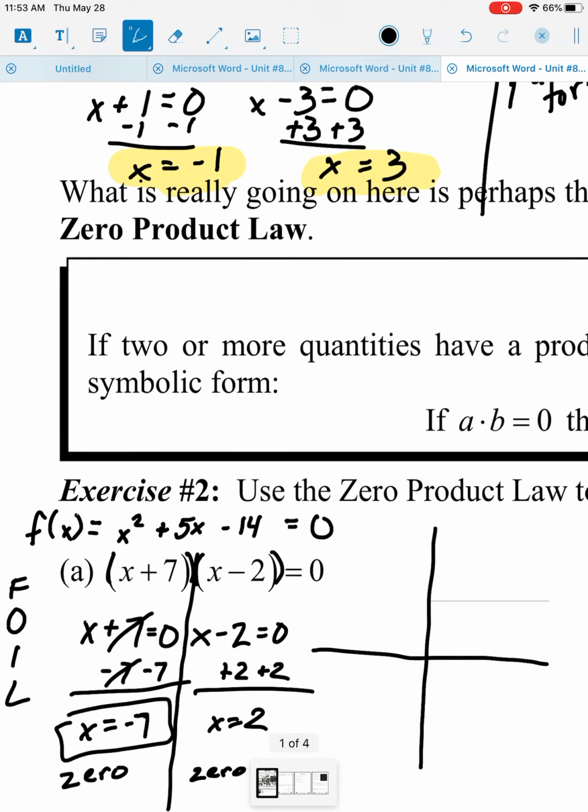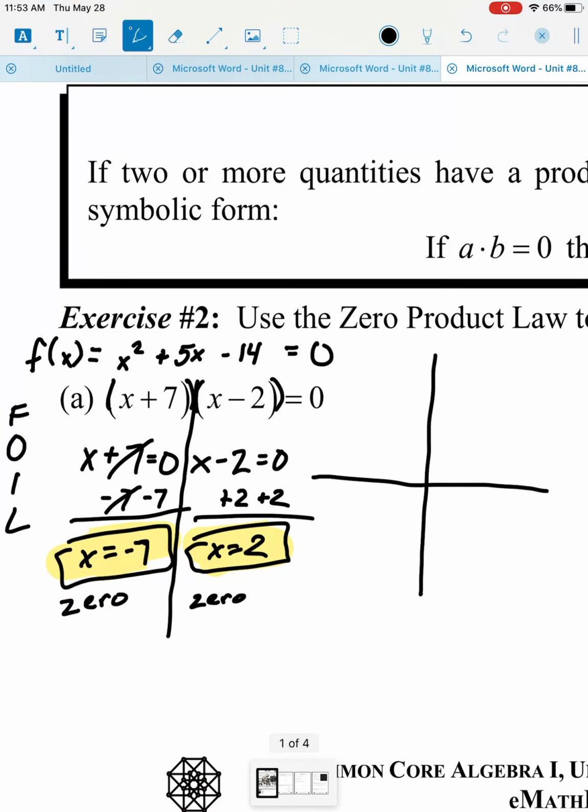Now, what can I do with them? Well, first I'll highlight them. And let's just be clear that a zero is the same thing as a solution, which is the same thing as a root. All three of these names mean the same thing. Now, let's take this information and transfer it to our graph.